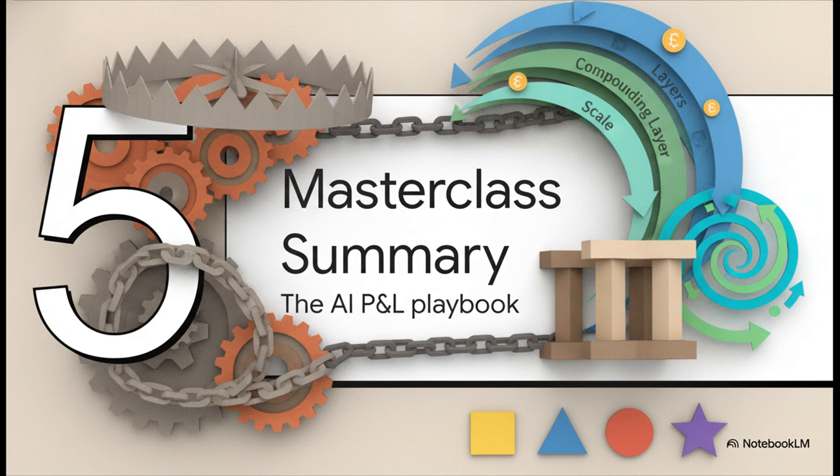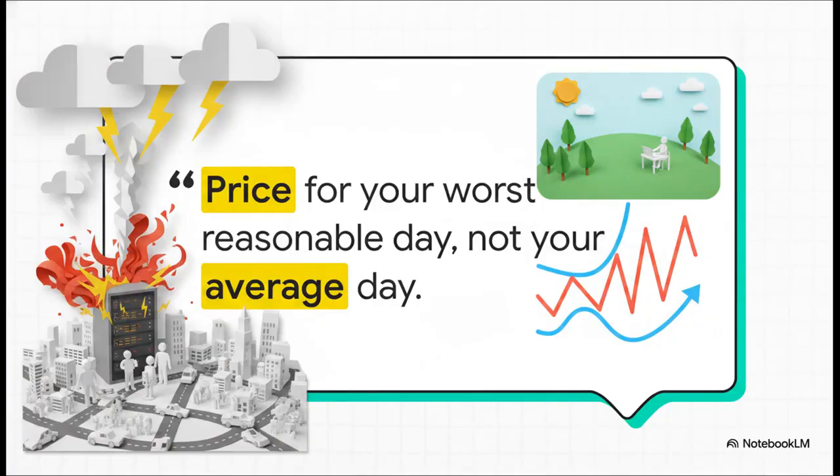Which brings us to part 5, our masterclass summary. Let's synthesize this whole AI P&L playbook. Seriously, if you only take one single idea away from this entire explainer, please let it be this rule right here. Price for your worst reasonable day, not your average day. Why? Because AI systems fail spectacularly on the absolute edges during peak demand bursts. If your pricing only works out when users behave perfectly on a quiet Tuesday afternoon, your margins are going to completely vanish the second a complex, chaotic use case hits you right in the middle of rush hour.